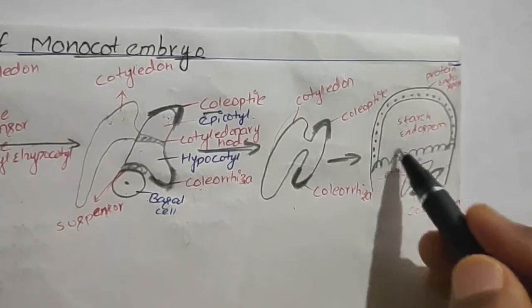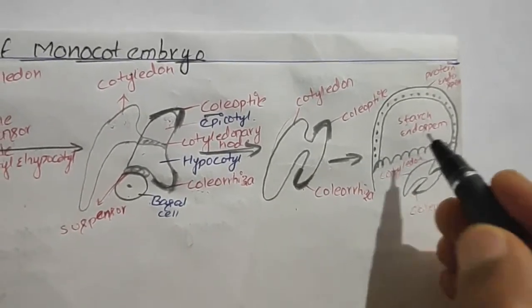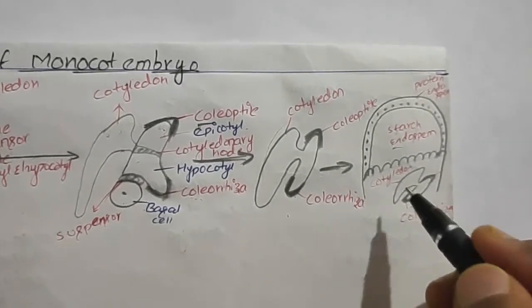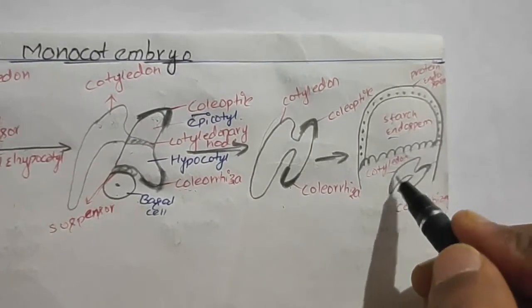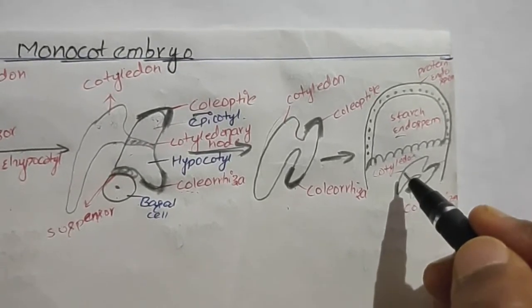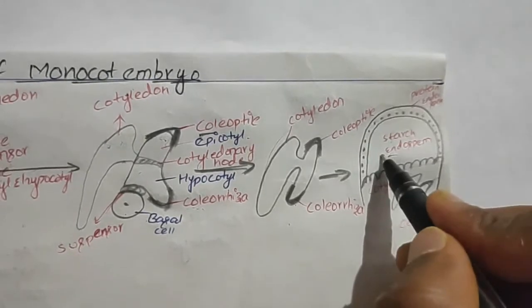This is the seed of maize, in which the embryo is placed like this. This is the endosperm and this is the embryo. Even in monocotyledon plants, the cotyledon is a transparent, paper-like structure, and it doesn't contain any nutritive material, even though it is called the cotyledon.